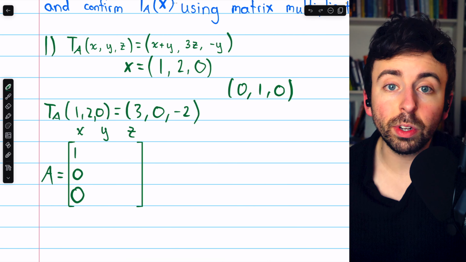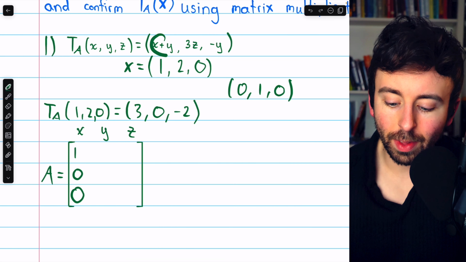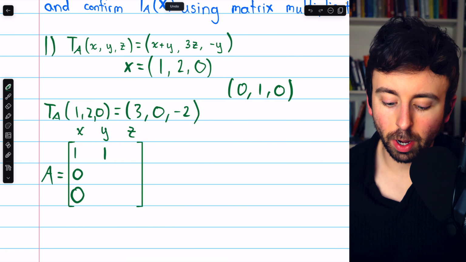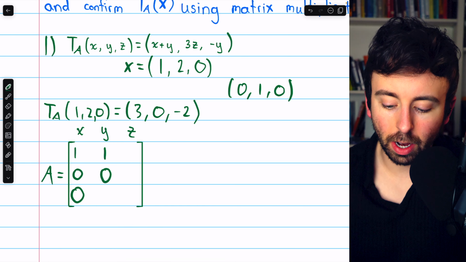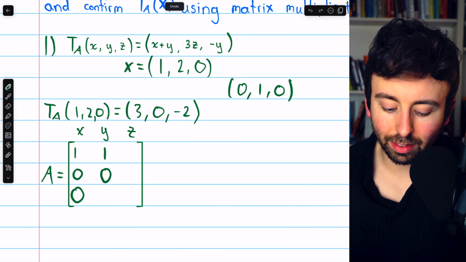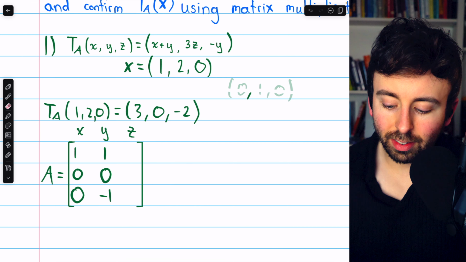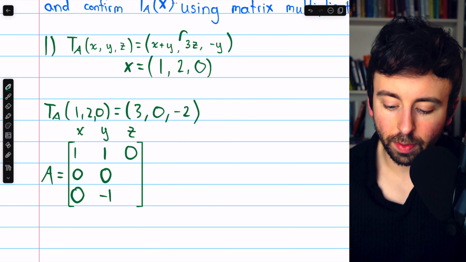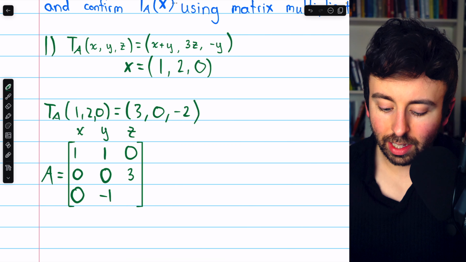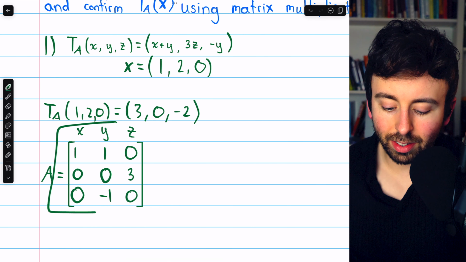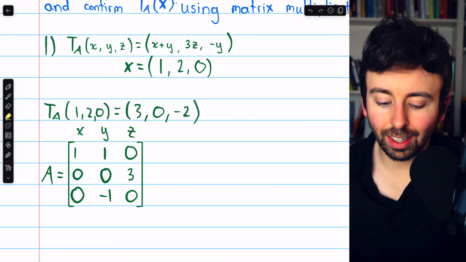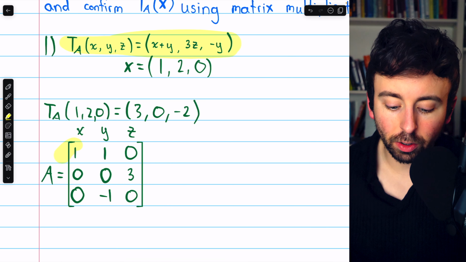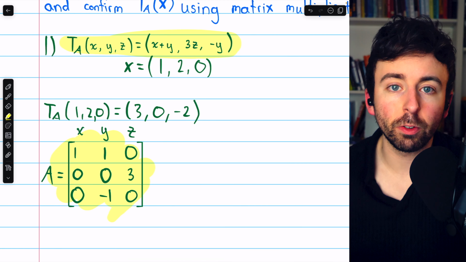To find that, we just look at the coefficients of y. In the first component, y has a coefficient of 1. In the second component, y has a coefficient of 0. In the third component, y has a coefficient of negative 1. Similarly for z, z has a coefficient of 0, then a coefficient of 3, and then a coefficient of 0. So this is the standard matrix. This linear transformation really just multiplies the input vector by this standard matrix A.